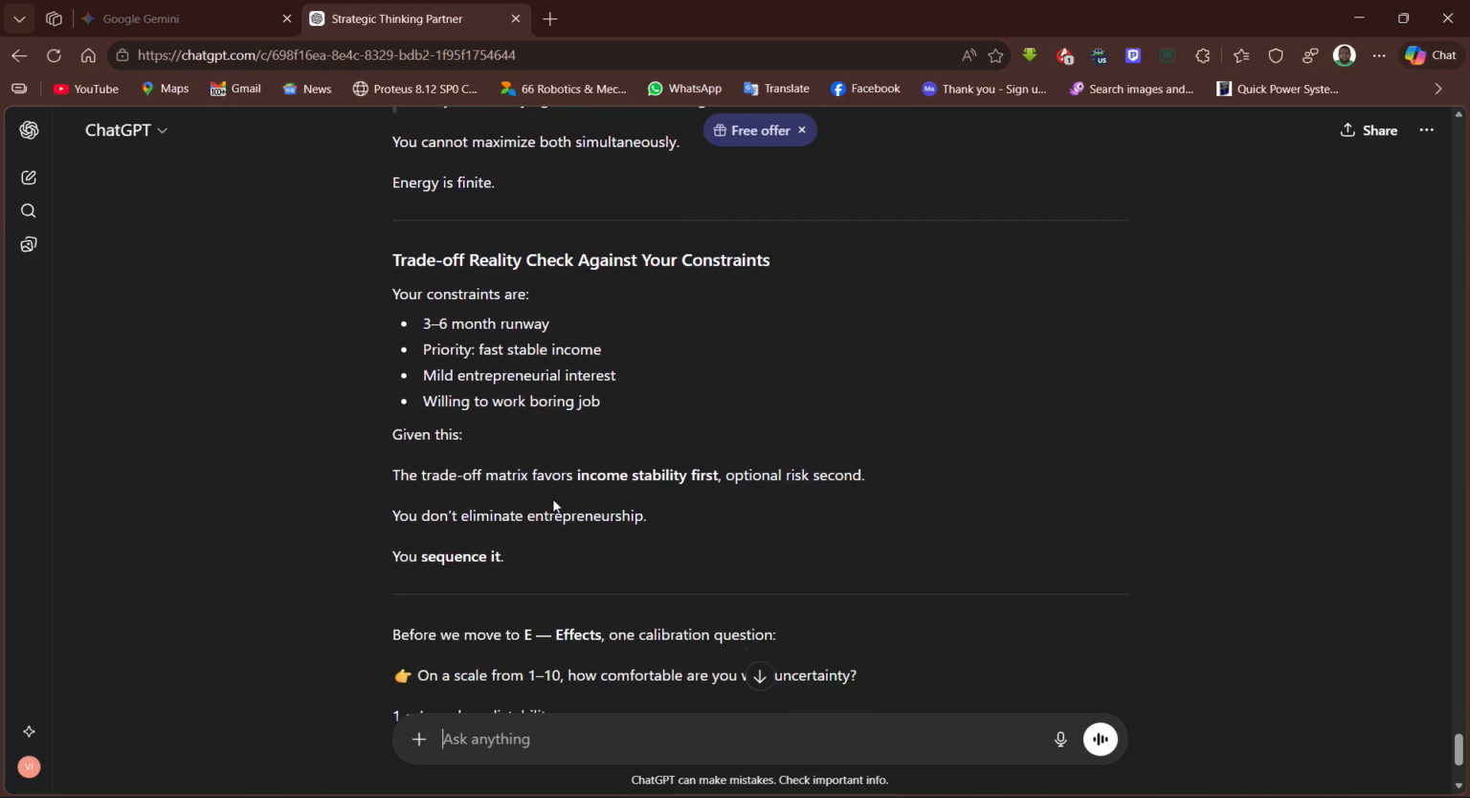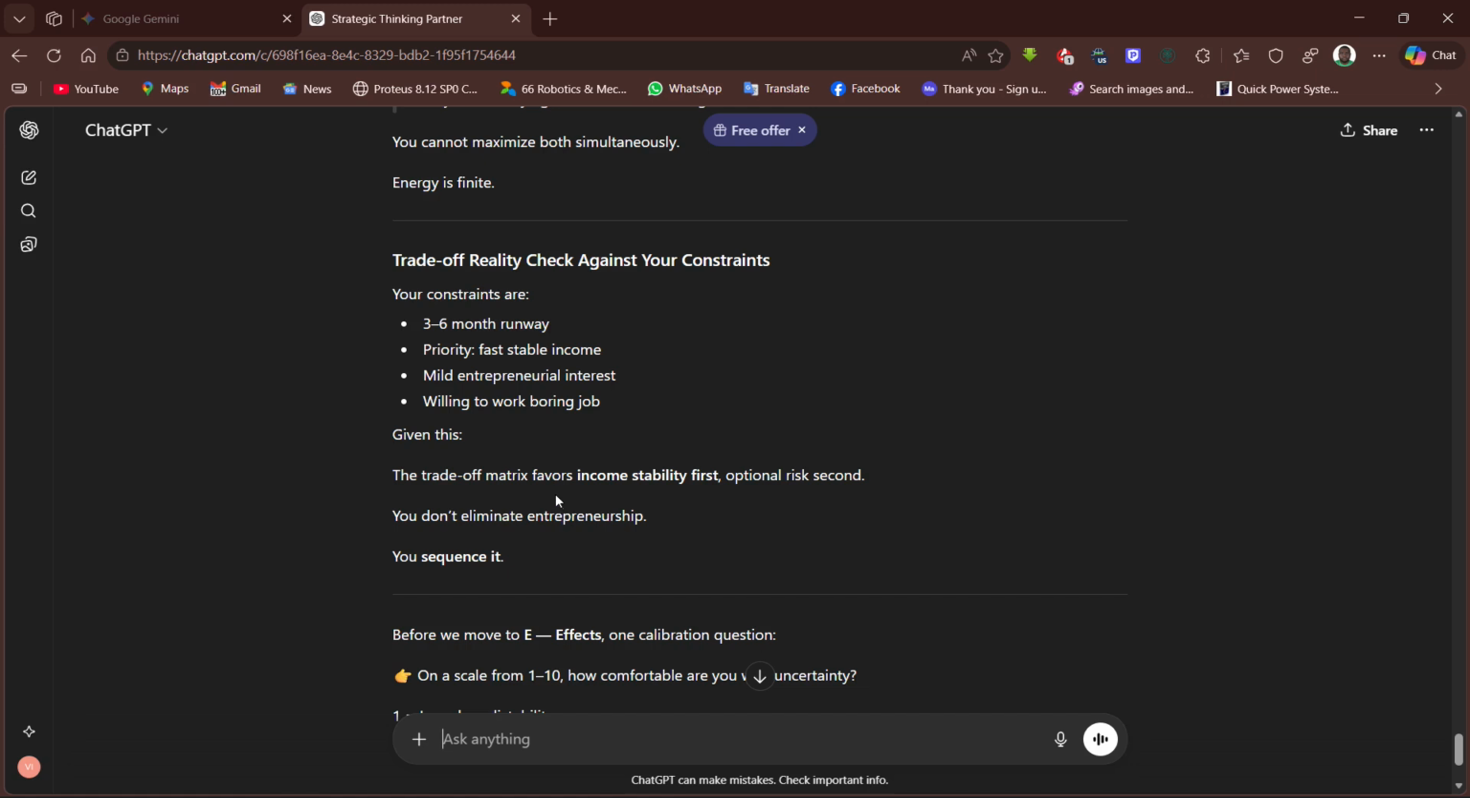Trade off reality check against your constraints. Your constraints are 3 to 6 months runway, priority on fast stable income, mild entrepreneurial interest, and willing to work a boring job, right? Given this, the trade-off matrix follows: income stability first, optional risk second. You don't eliminate entrepreneurship, you sequence it.